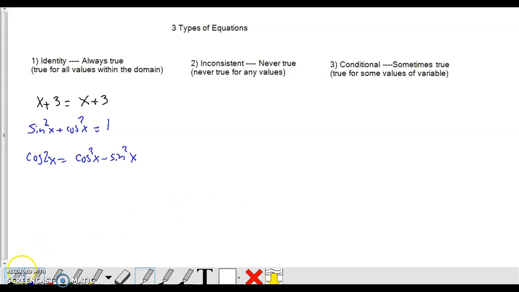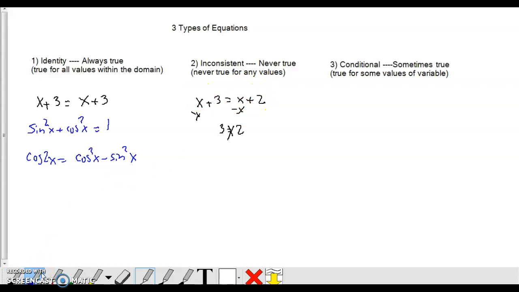The second type is inconsistent, something that's never true. If I say x plus 3 is equal to x plus 2, when I end up solving for this, my variables always cancel out, leaving me with 3 is equal to 2. That we know is not true. And so there will never be any number I can plug in for x to get the left side equal to the right side.